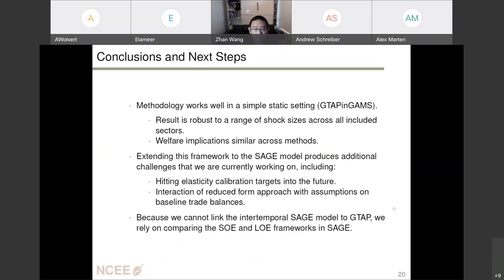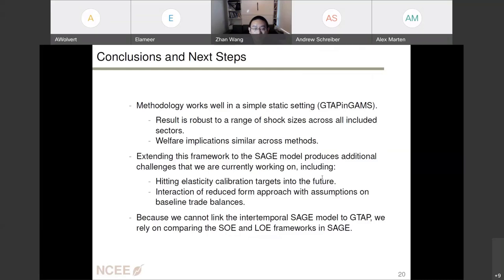And so just to wrap up, that was a pretty brief overview of some of the work we've been doing, but the methodology works really well in a simple static model. We're able to target the two-country model results with a single-country model reduced form approach almost exactly. And we've explored whether or not things are sensitive to the size of the shock. The result is pretty robust to two different shock sizes. I didn't show it here, but welfare is also similar across methods.